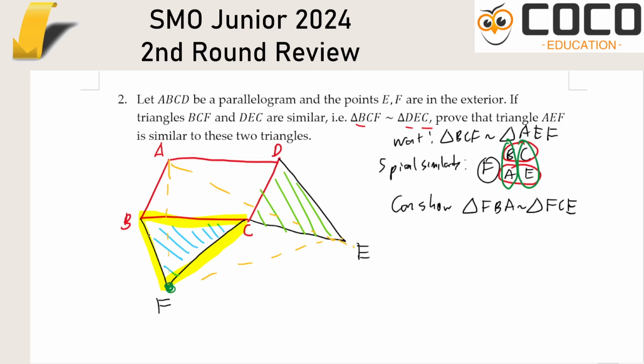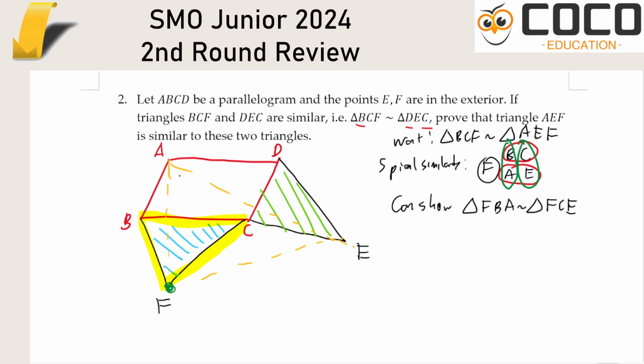In sanity check, they do look similar, right? Now, of course, when I say can show this, it doesn't mean that, oh, I'm done. I do need to show this. It's just that it gives me a different target. Because AEF seems to be a little bit hard to access. Now at least FBA and FCE both have some lengths that I can access.